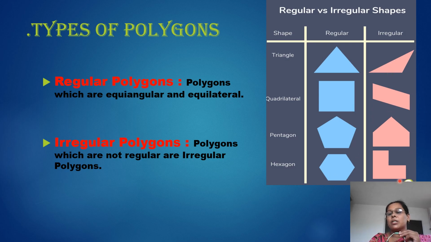But in these figures, the lengths of sides are different, the measures of angles are different, acute angles, obtuse angles, this type of angles are present here, and that's why these figures are not regular figures. These are the irregular figures.